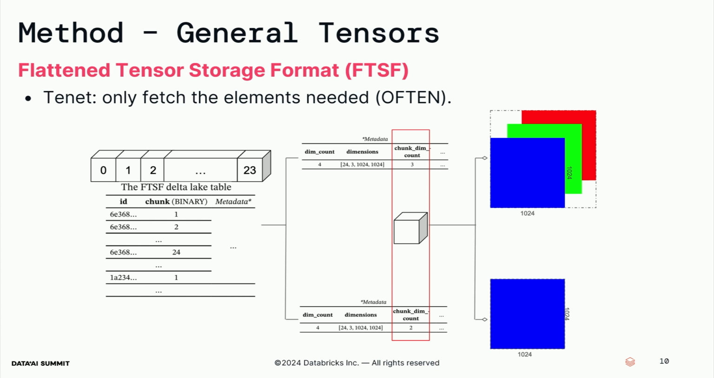The way FTSF encodes it is to flatten the high-dimension tensors into lower dimensions and then divide them into chunks. For the 4D tensor, after we flatten it, we get the tensors on the right-hand side. The right top is the 3D subtensors, and the right bottom is the 2D subtensors. We store every chunk as a row in Delta Lake together with its metadata. This format also supports the tensor slicing operation, which means reading a part of the tensor, and it meets the tenet that we only fetch the elements we need.